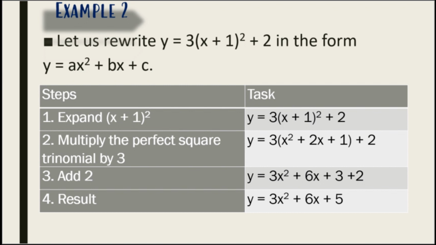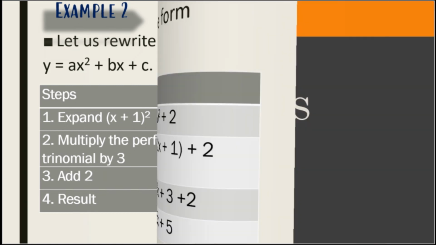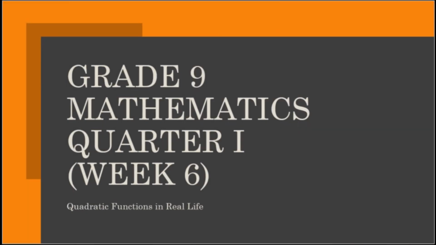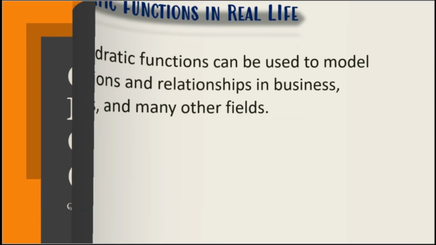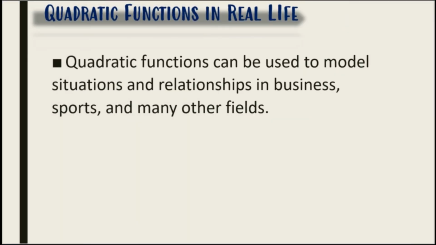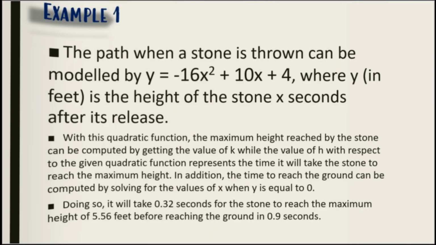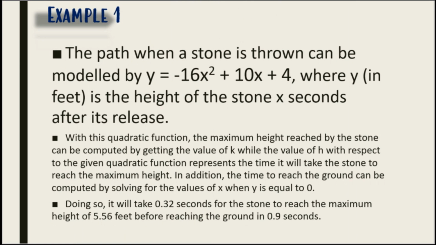Since you already know the basic characteristics of the quadratic function, let us talk about its application to real-life situations and how we can model such situations into quadratic functions. Quadratic functions can be used to model situations and relationships in business, sports, and many other fields. See, for example, the path when a stone is thrown can be modeled by y equals negative 16x squared plus 10x plus 4, where y in feet is the height of the stone x seconds after its release.